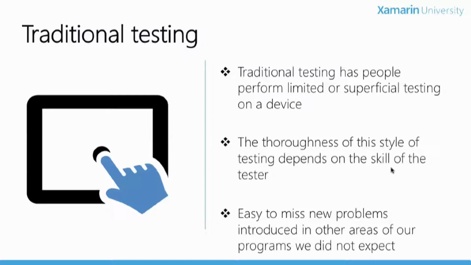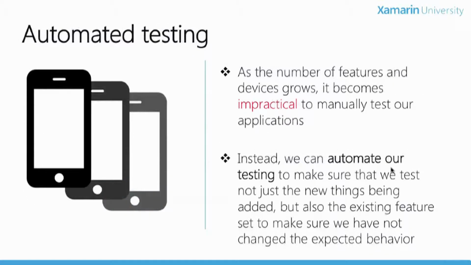And that might mean that you're only testing really a subset of the total app, and you still have gaps in the testing strategies. But as the number of features and the number of devices grow, it becomes really impractical to manually test your applications, and it's very labor intensive too. So instead, we can actually automate our testing to make sure that we're testing not just the new things that have been added, but also the previous functionality in our app as well.